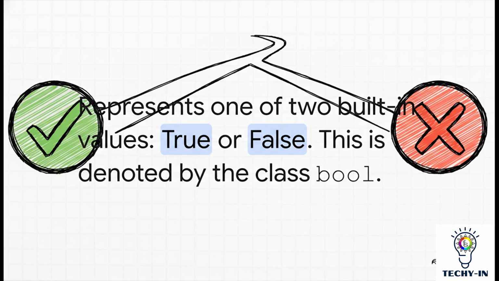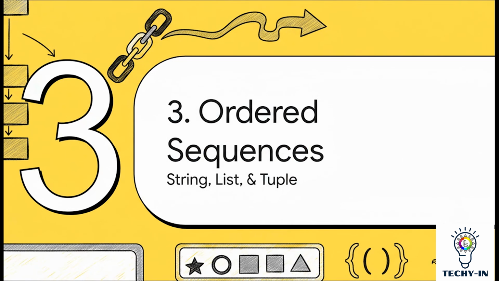It's the simplest of all, really, because it only has two possible values, true or false. That's it. But this simple type is the foundation of all logic and decision-making in your code. So, we've covered single values. But let's be real. What happens when we need to handle a whole collection of items, like a list of names or a series of steps? Well, that's where ordered sequences come into play.